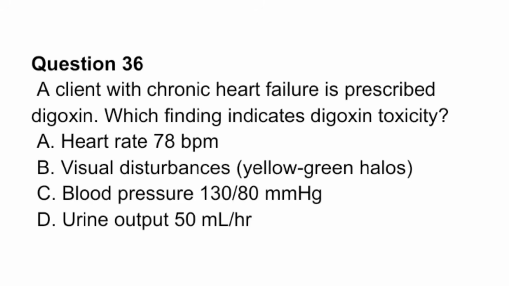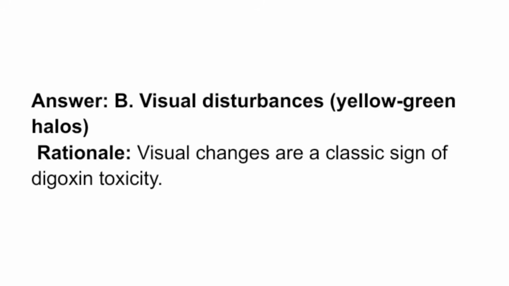Question 36. A client with chronic heart failure is prescribed digoxin. Which finding indicates digoxin toxicity? A. Heart rate 78 bpm. B. Visual disturbances, yellow-green halos. C. Blood pressure 130/80 mmHg. D. Urine output 50 milliliters per hour. Answer: B. Visual disturbances, yellow-green halos. Rationale: visual changes are a classic sign of digoxin toxicity.